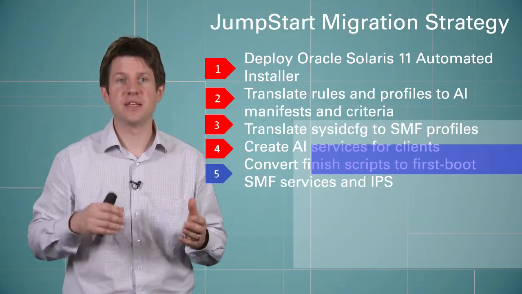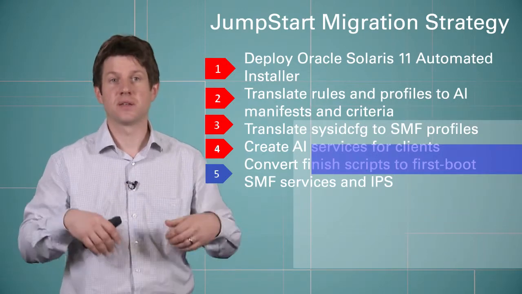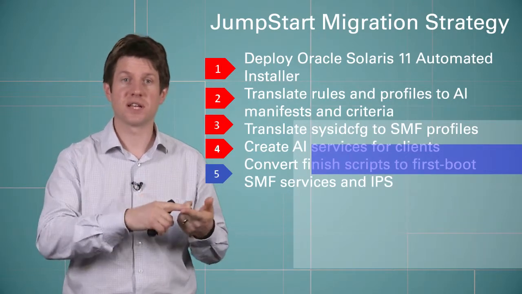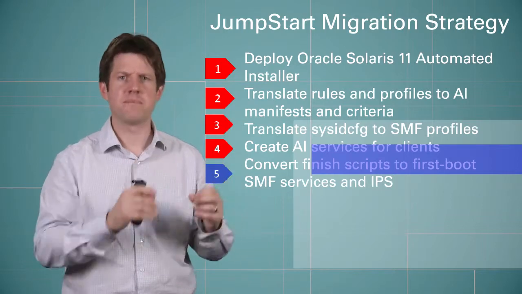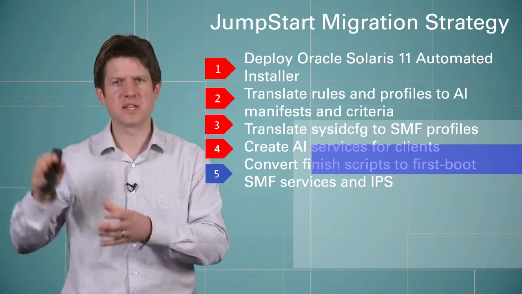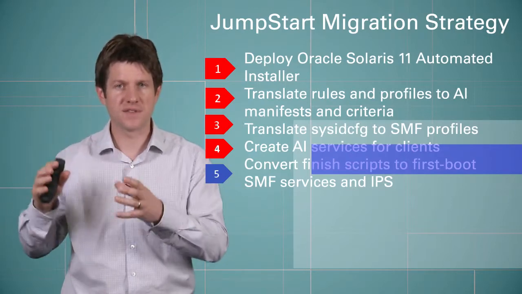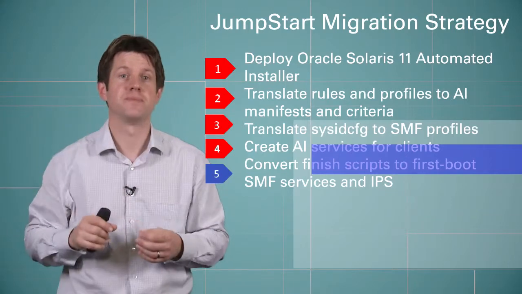Then you need to create individual services for different clients through AI. Particular services might be a service for Oracle Solaris 11.2, a service for Oracle Solaris 11.3, or maybe you might map that to a more organizational boundary. Maybe a set of clients, a set of systems that are specifically installed for a particular department or group.